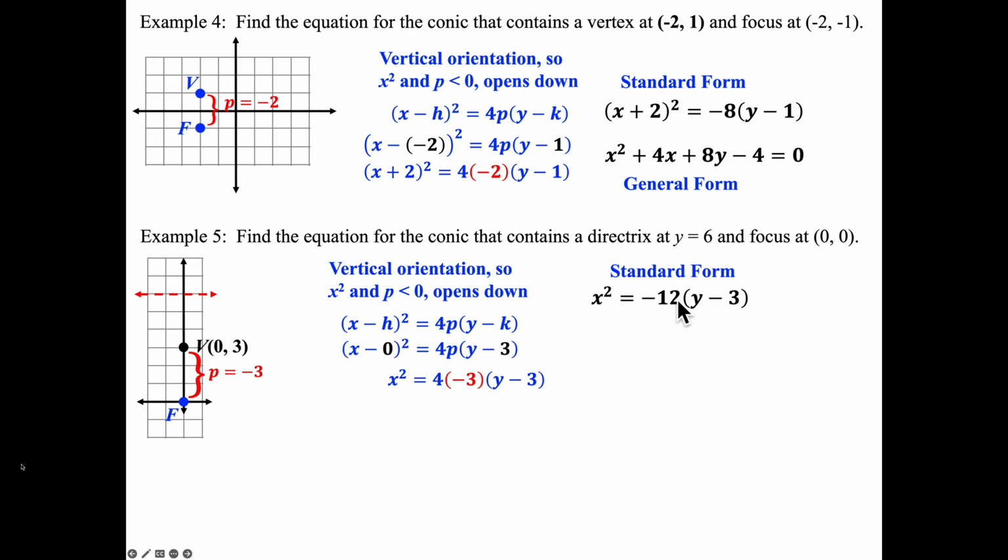General form, distribute the negative 12 and set everything equal to 0. Negative 12y added over, 12y. Positive 36 subtracted over, that's your general form. And there's our parabola.